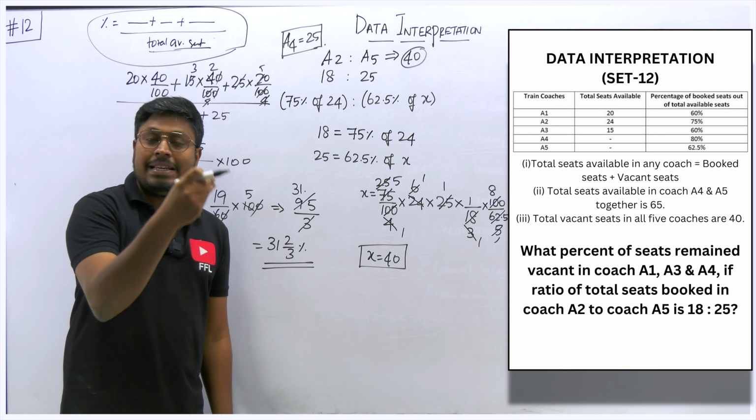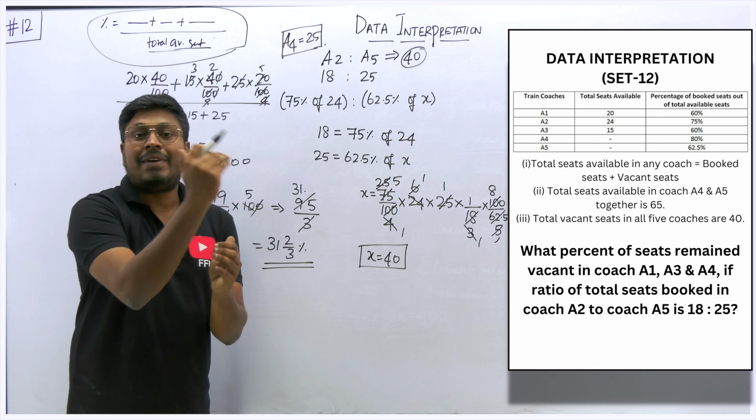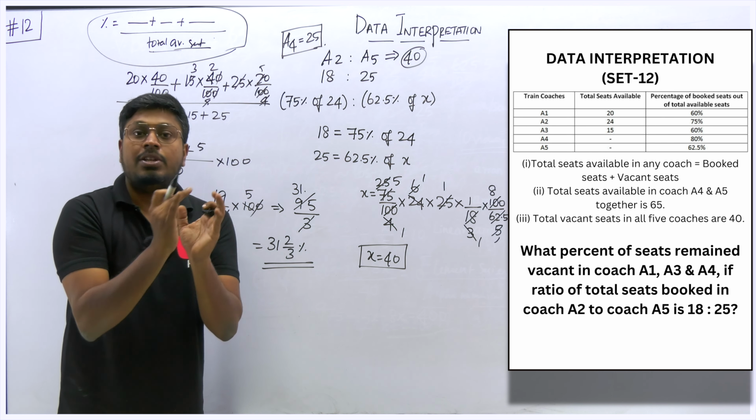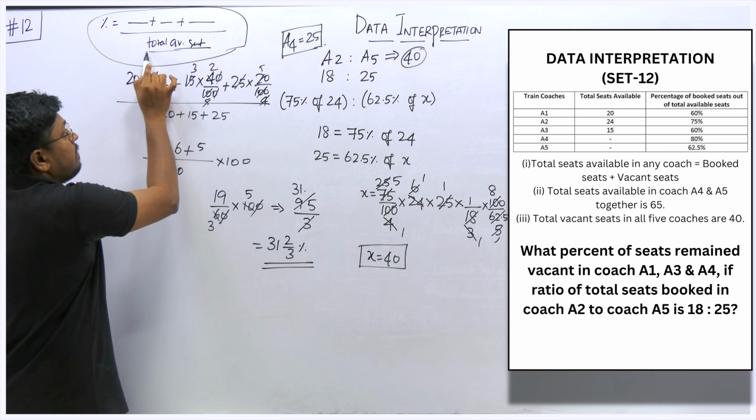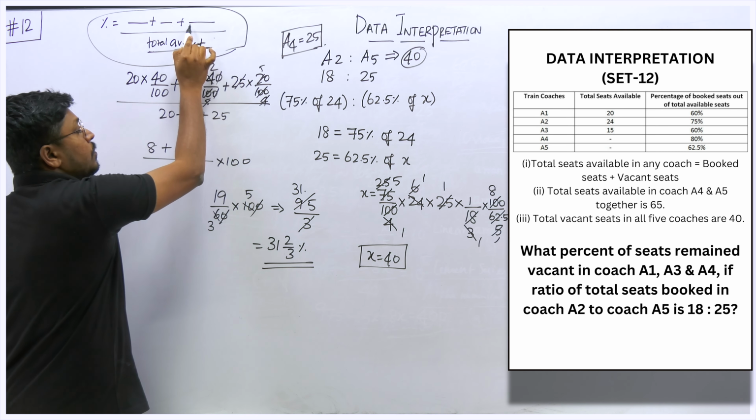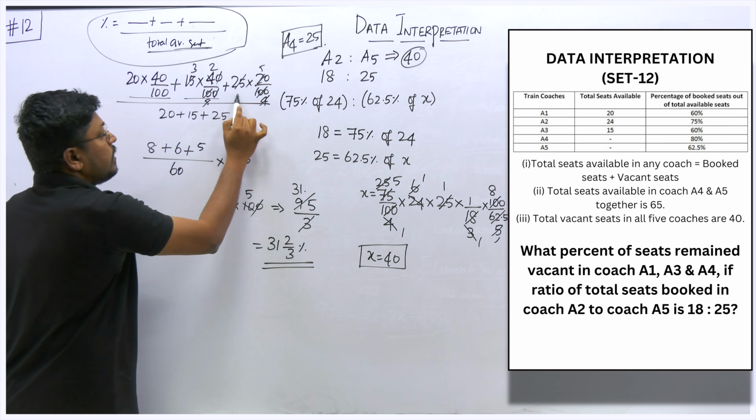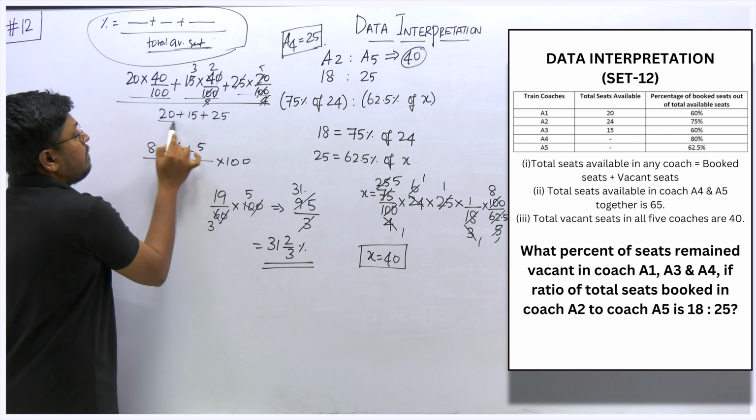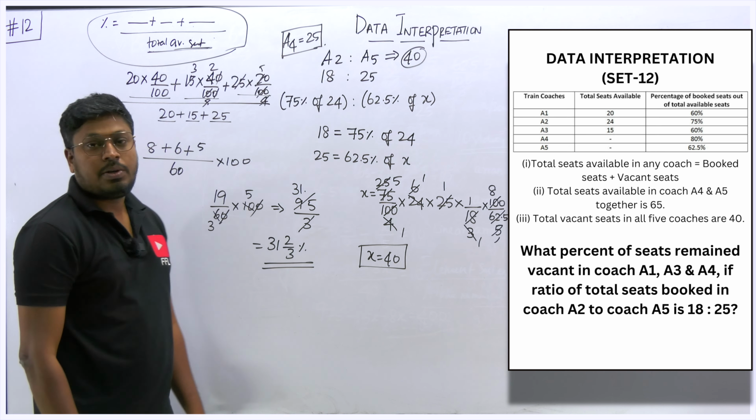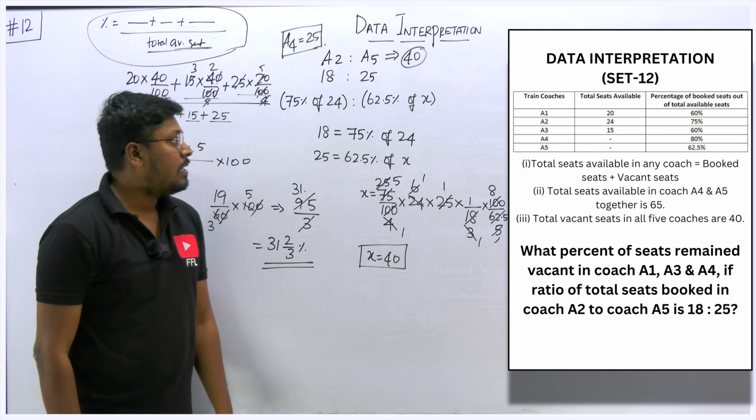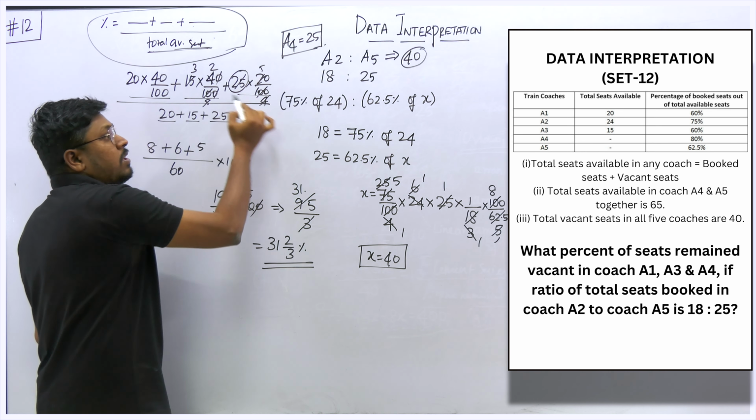So if we need to find that percentage, first we need to find the numerator value, which should be the total vacant seats divided by the total number of seats that were available on all the 3 coaches. So this will be the vacant seats of all the 3 coaches, and this will be the total available seats of all the 3 coaches. When you divide it, you will get the total percentage of vacant seats. In order to find it, our target is to find A4 first. We don't know the value of A4.